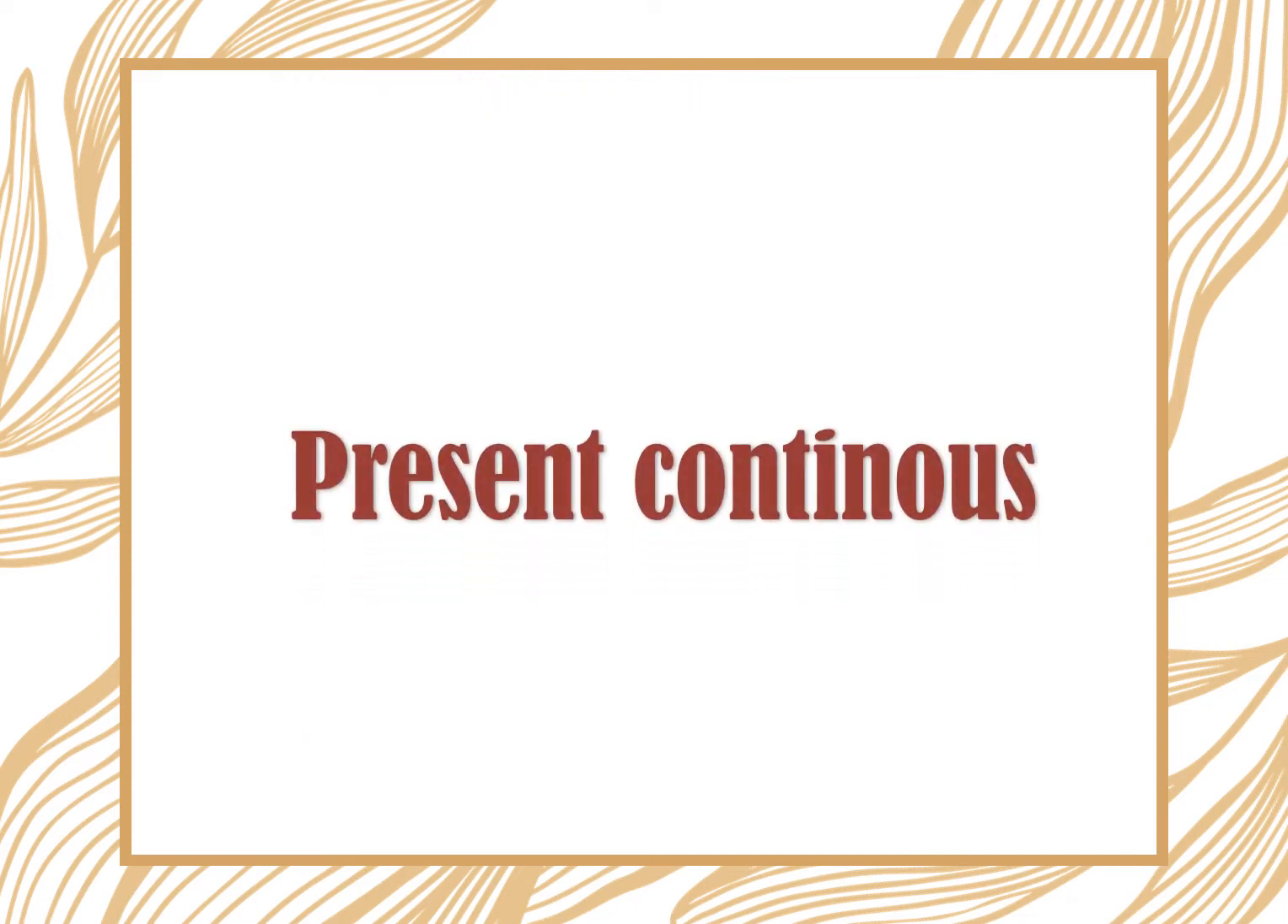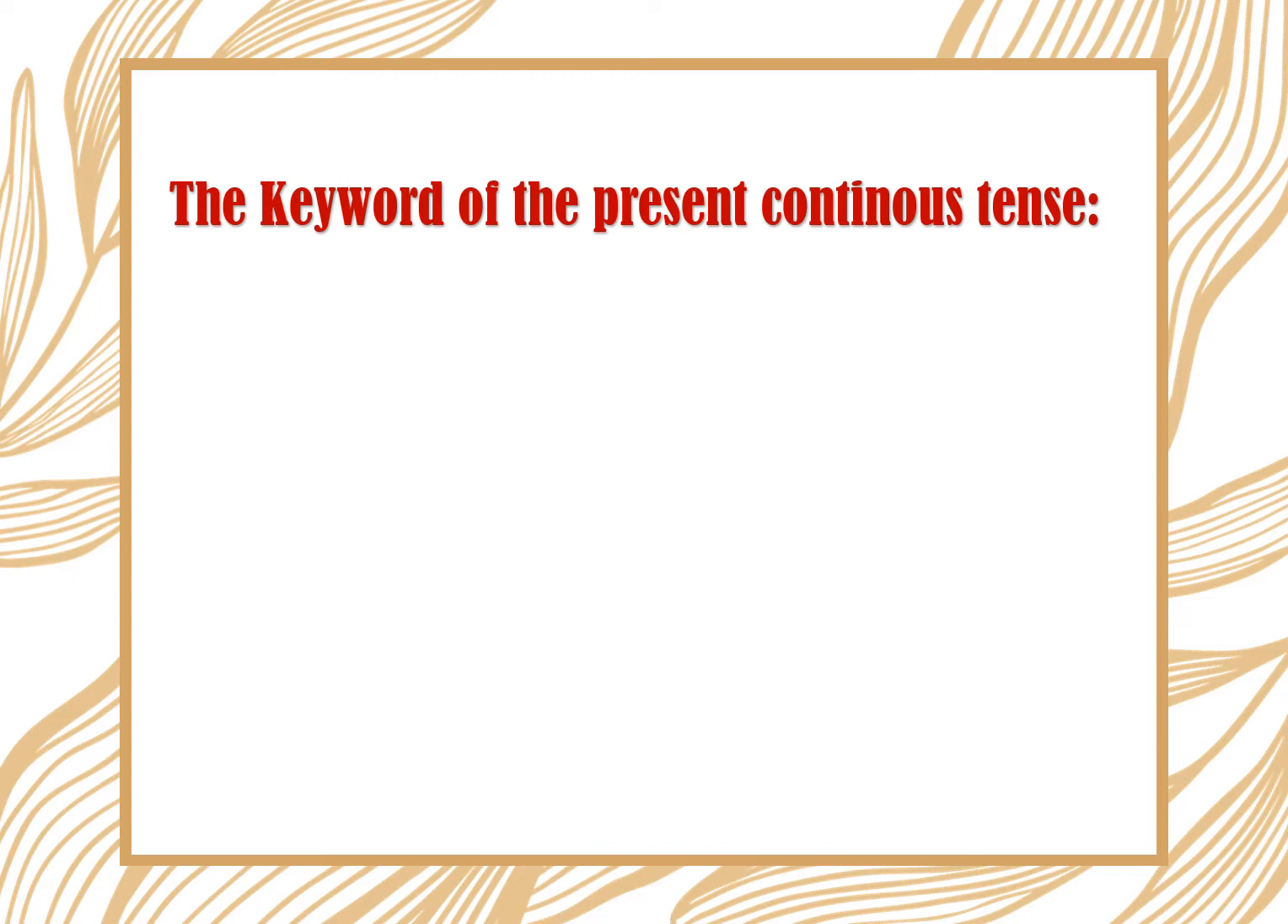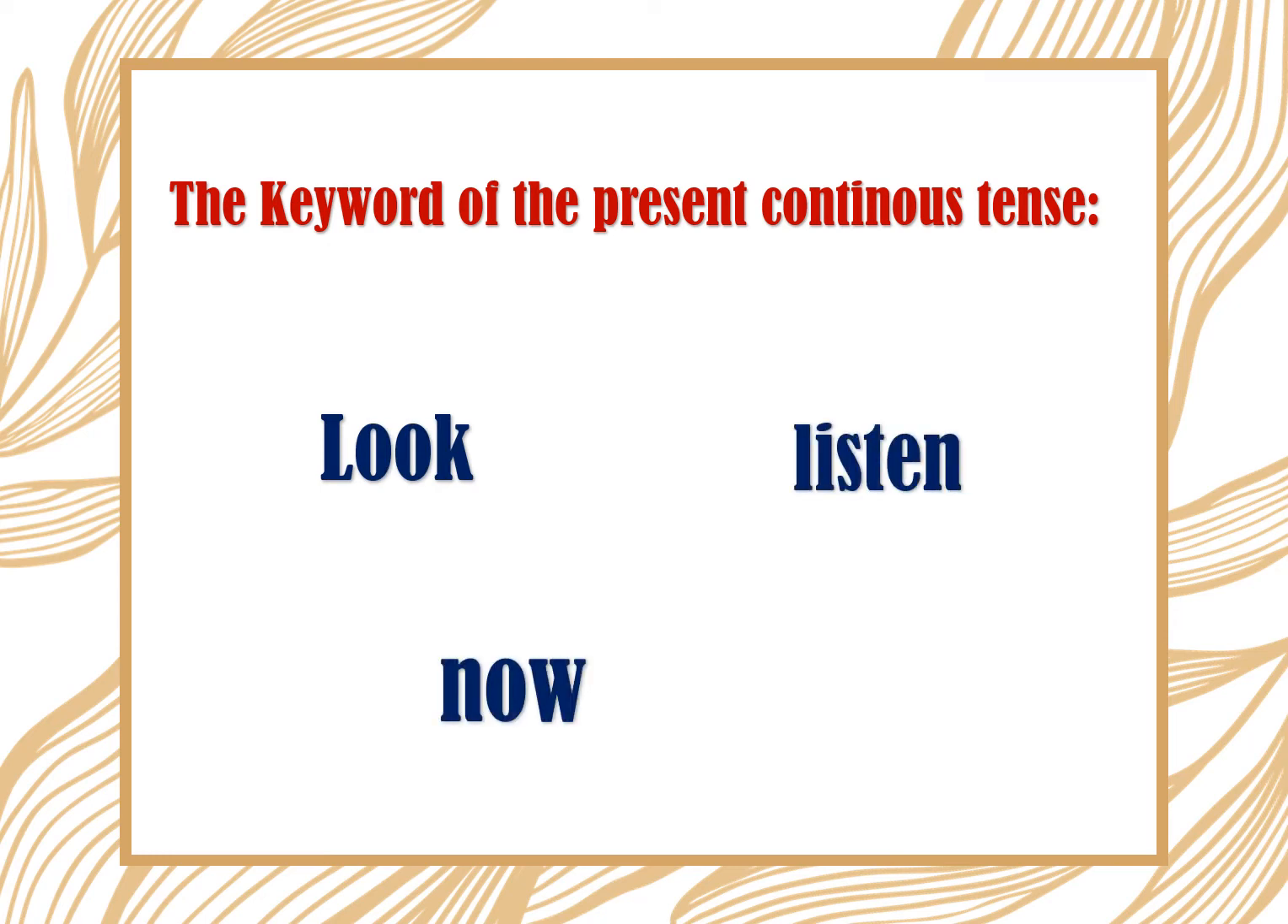Now we will move to the next grammar point, which is about how to use the present continuous tense. The keywords of the present continuous tense are look, listen, now. When we are using the present continuous tense, that means we are talking about something that is happening. So we will see more examples, and now we will see how to apply the present continuous tense in sentences.